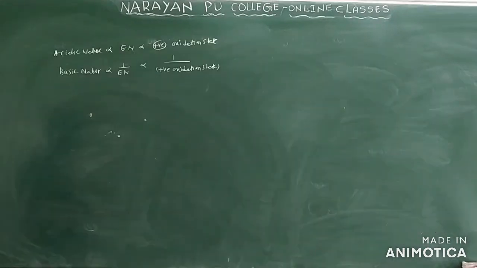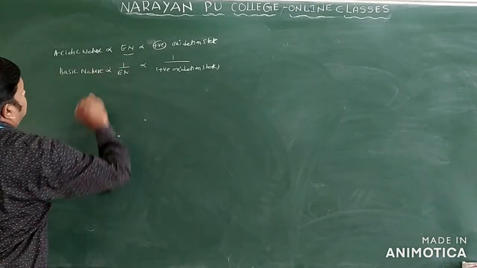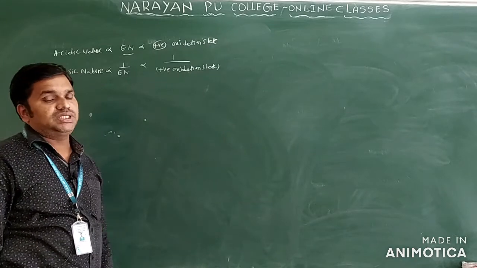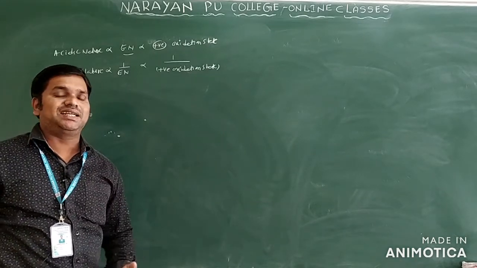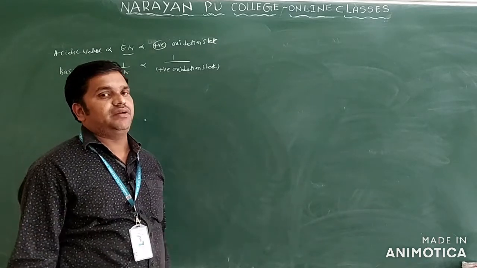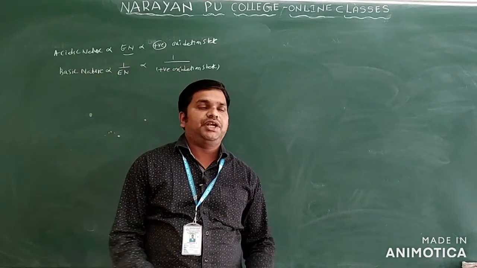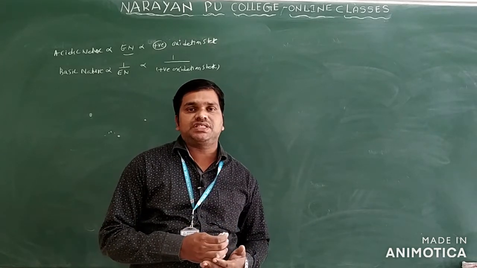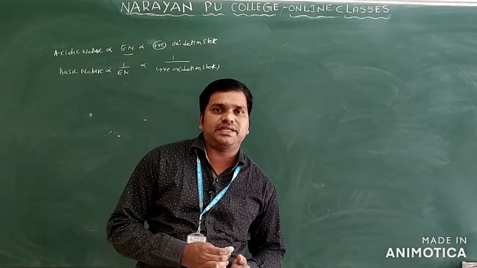Here is one shortcut regarding acidic nature. Acidic nature is directly proportional to electronegativity and directly proportional to the positive oxidation state. If the positive oxidation state increases, acidic nature increases. If a few compounds are given, identify the oxidation numbers; the one with the highest oxidation state is more acidic in nature.